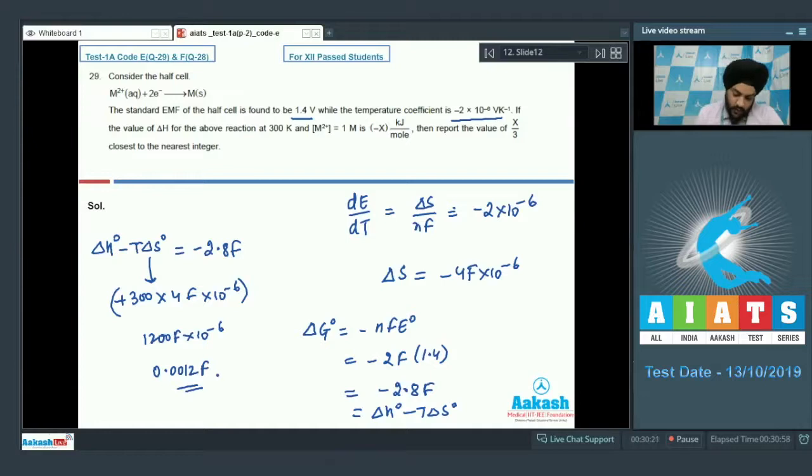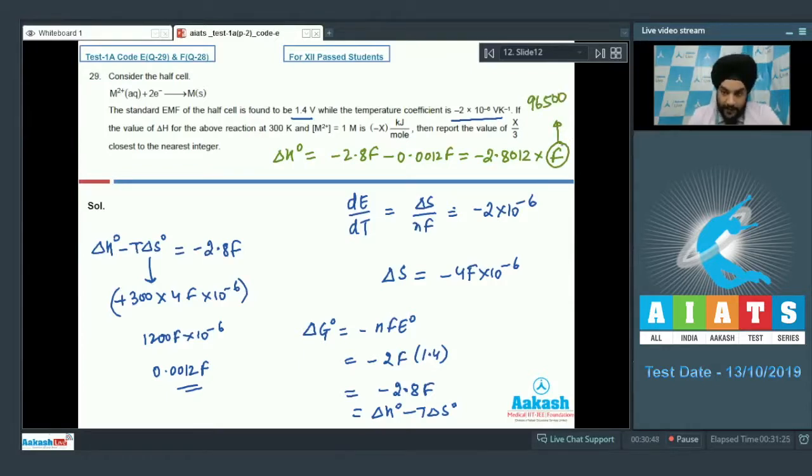Okay. So now we have the value of delta H naught equal to minus 2.8 F and minus 0.0012 F. So this comes out to be equal to minus 2.8012 into F. So if we put the value of F as 96500, we're going to have a value of delta H naught equal to minus 270.32 kilojoule per mole.